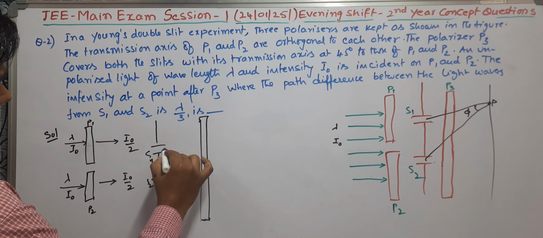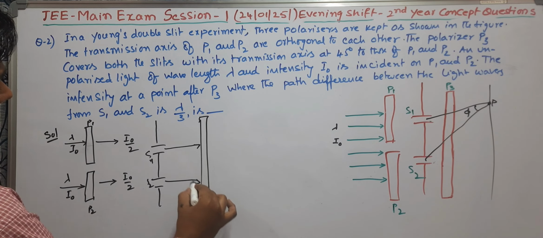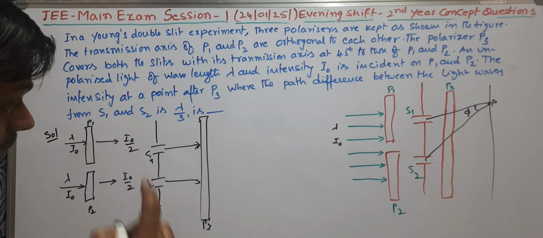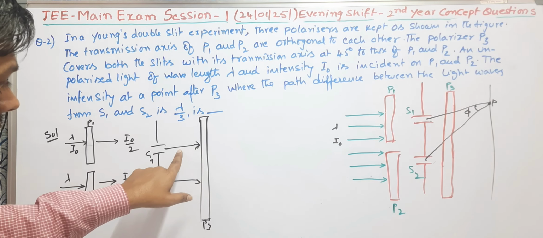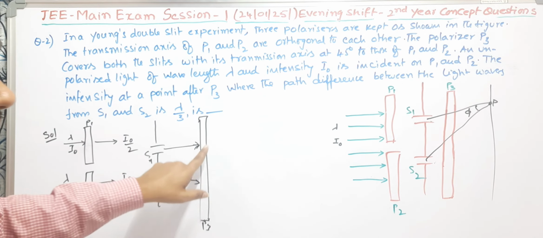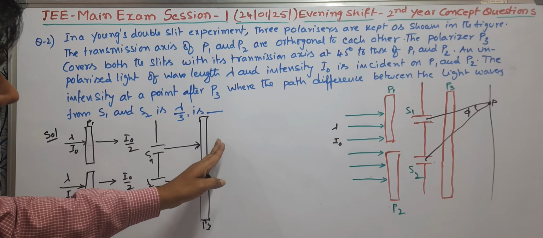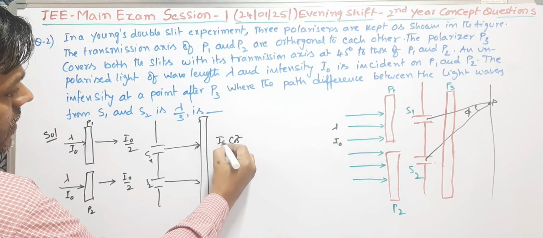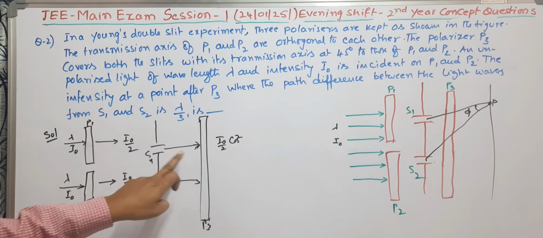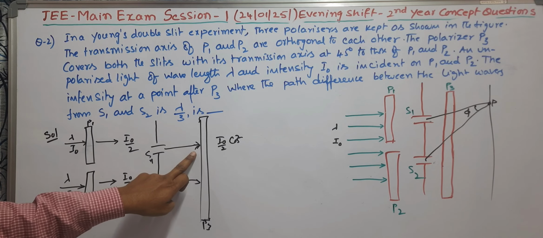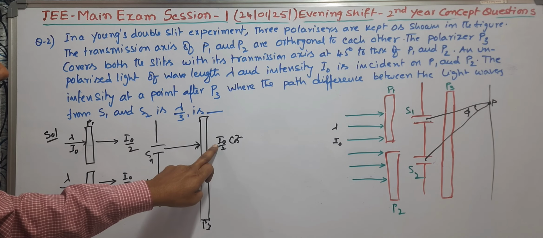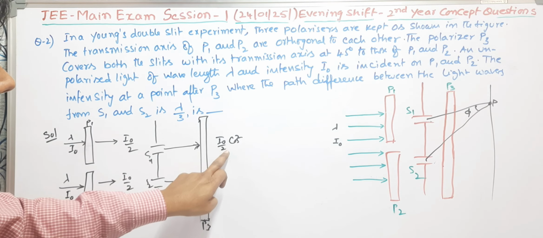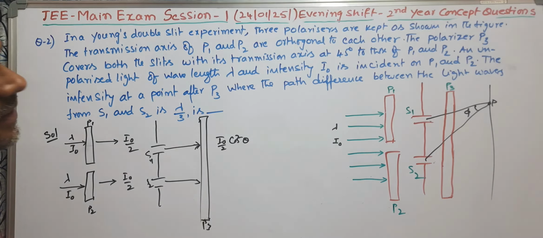The light emitting from slits S1 and S2 passes through the third polarizer P3. This is called an analyzer. According to Malus law, whenever polarized light passes through an analyzer, the transmitted intensity becomes cos square theta times the intensity of light incident on the analyzer. That means the intensity of light coming from polarizer P3 equals I naught by 2 cos square theta.